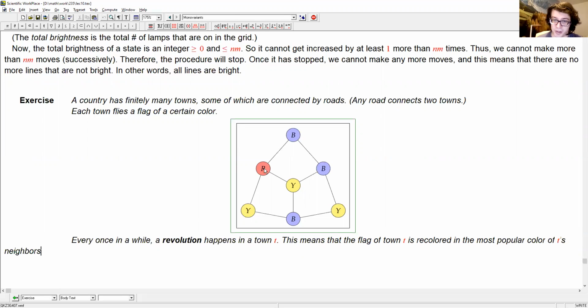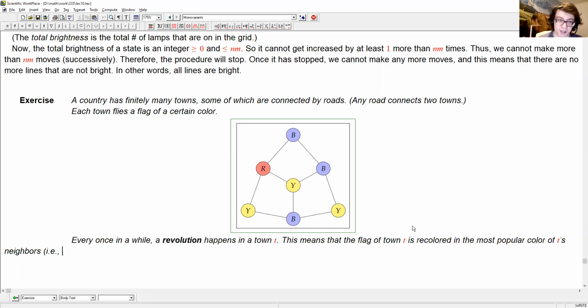So in town C, you look at the neighbors. For example, in the red town, the neighbors are yellow, yellow, and blue. And the most popular color among these neighbors is yellow. So in such a case, a revolution would turn this red flag into a yellow flag.